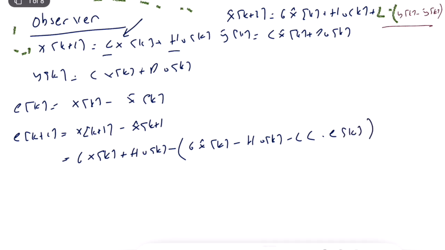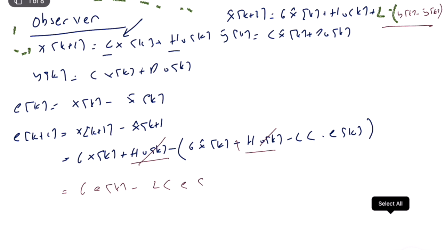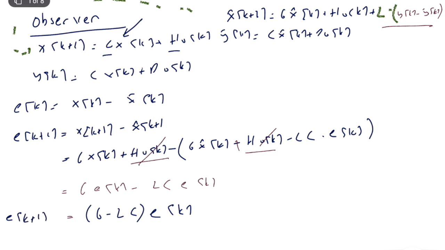So let's analyze the other terms. H times uk, H times uk. This is plus and this is minus here, so they will cancel out each other. G times x minus G times x hat is equal to G times error of k minus LC times error of k. I think that's perfect for us. This is equal to (G minus LC) times error of k, which is equal to error k plus 1.